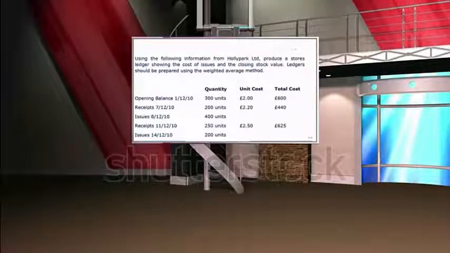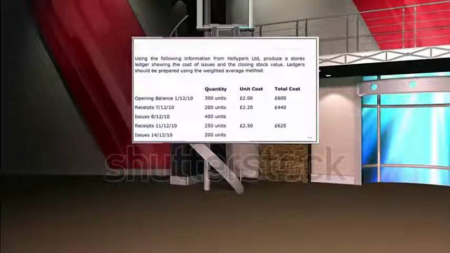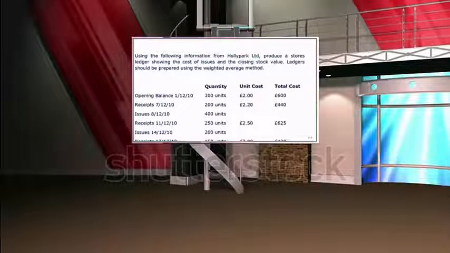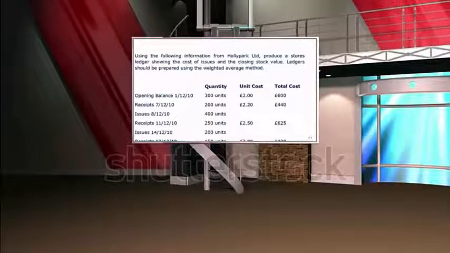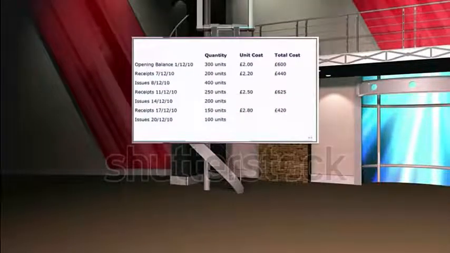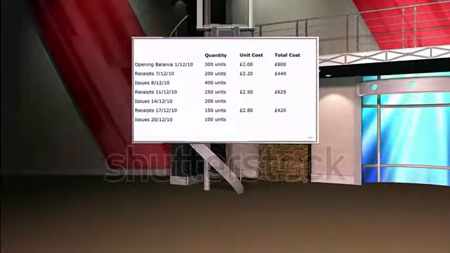So we're asked, using the following information from Holly Park Limited, produce a stores ledger showing the cost of issues and the closing stock value. And we should prepare our ledgers using the weighted average method. So we're given all our inventory movements for December 2010.